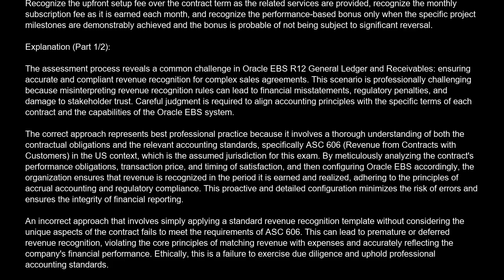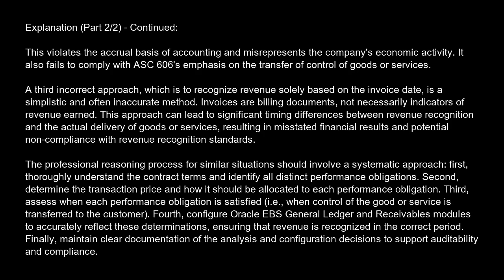Another incorrect approach, which is to defer revenue recognition until full payment is received, ignores the concept of earning revenue through the performance of obligations, regardless of cash receipt. This violates the accrual basis of accounting and misrepresents the company's economic activity. It also fails to comply with ASC 606's emphasis on the transfer of control of goods or services.